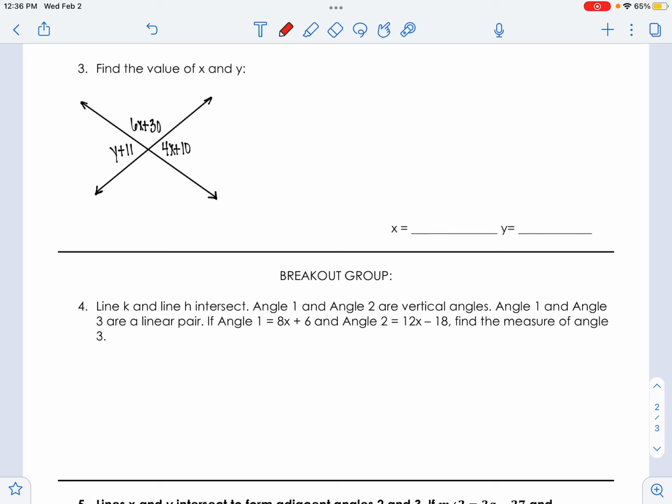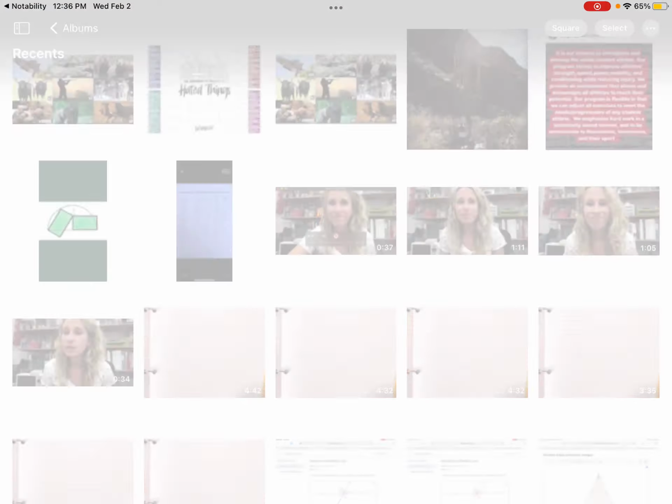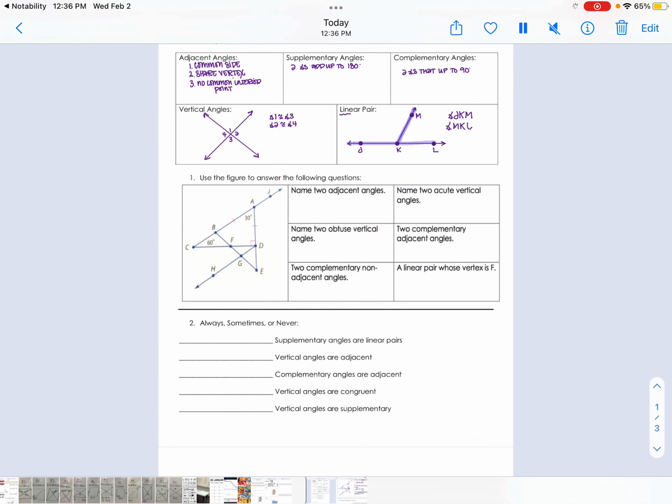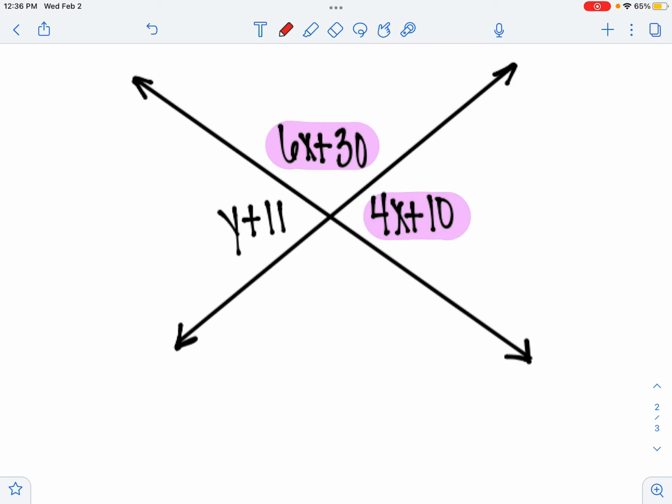Okay, so here we go. We're going to do example 3, and it says to find the values of x and y, all right? So in these types of questions, the first thing that you always need to do is to go back and look to see where your two variables that are the same, all right?